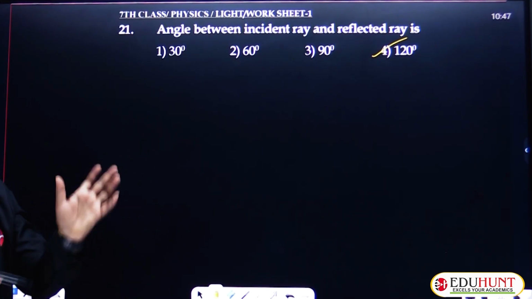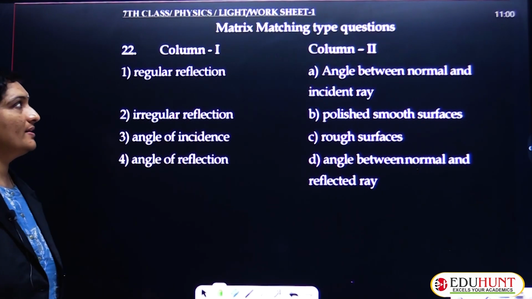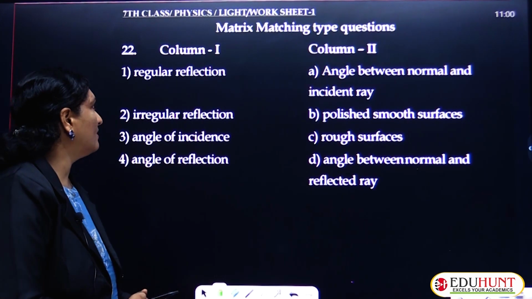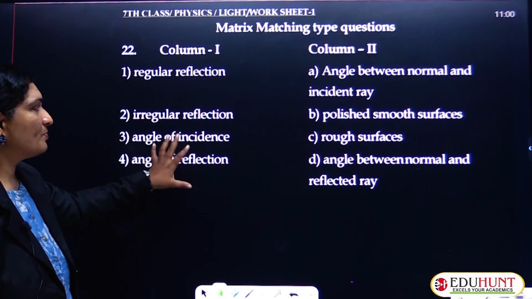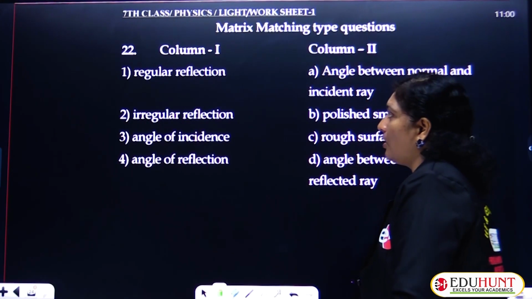Somewhere a paragraph is given, and based on that a few questions will be asked. So moving to the next question, number 22, regarding the matrix matching type questions, which you are already familiar with. See here, in column 1 we have 4 options given and you have to match them with the 4 options of column 2.